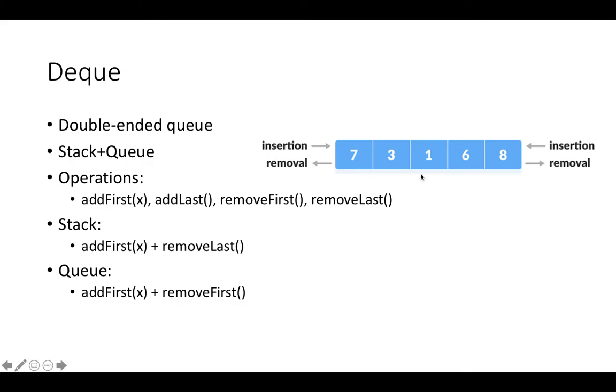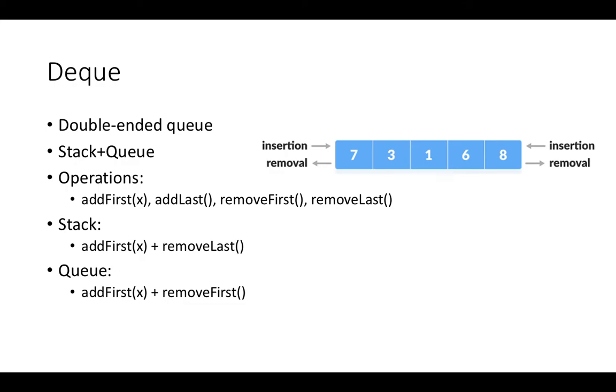So the operations we have here: add first, add last. So here we should have x as input, remove first, and remove last. Okay? So if we have a stack, we only use these two operations. If we only use these two operations, then it's a stack, because we can add from here and remove from here. Right? This is exactly how the stack works.